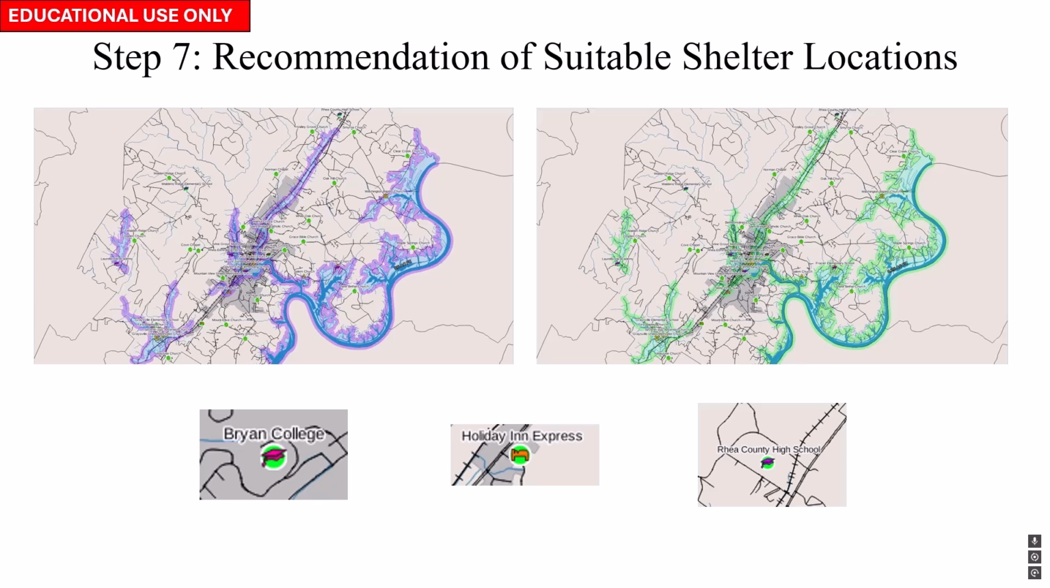So the top two large images on this slide showcase all possible shelter locations that are not in the flood zone and are also not within the 200-meter buffer. There are a lot of options, but I think for this small town, it would be best to pick the Ray County High School, the Holiday Inn Express, or Bryan College.